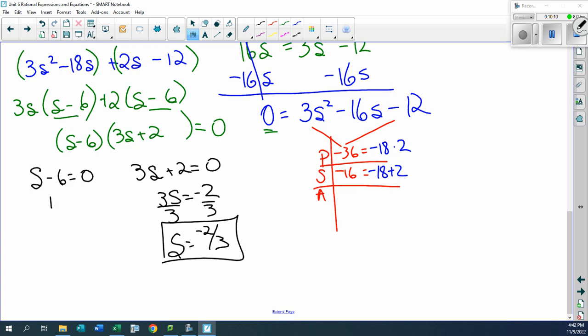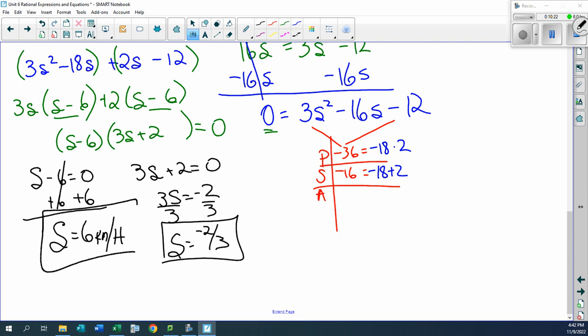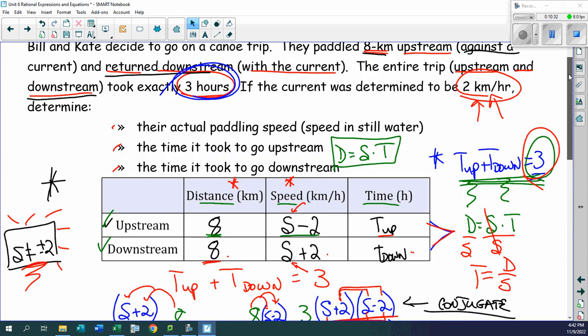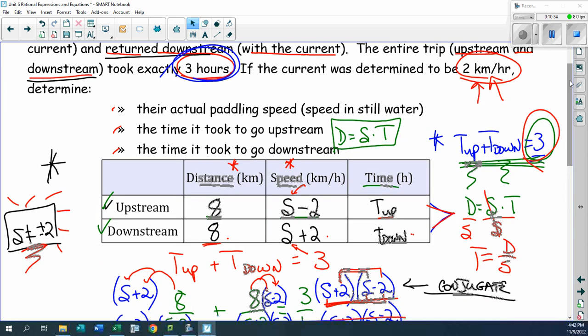Okay, let's go over to this side. Add 6, add 6. That's gone. S equals 6. And lo and behold, there's your speed. Remember, S stood for speed, and that's 6 kilometers per hour. How incredible. Now, let's take that S equals 6 and go back to our original question and start answering some of the questions. Okay, so we're back here.